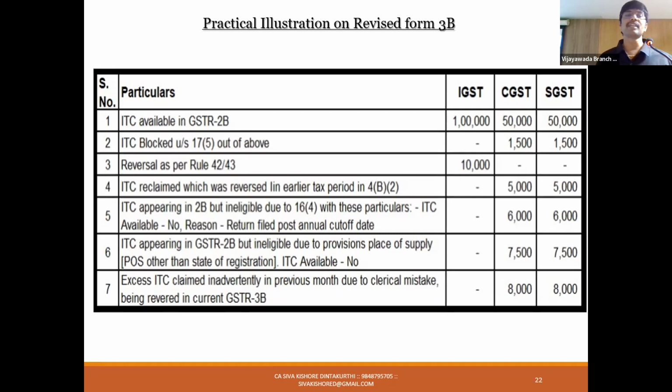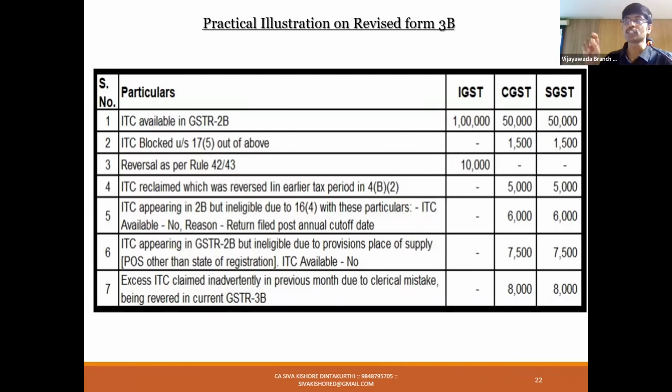ITC reclaimed which was reversed in an earlier tax period. Earlier goods not received, they reversed as part of 4B2. Now they want to claim because the goods are received. Is it clear? ITC appearing in 2B but ineligible due to 16(4). Return filed post annual cutoff date. ITC 2B auto-drafted statement itself marked it as not available.